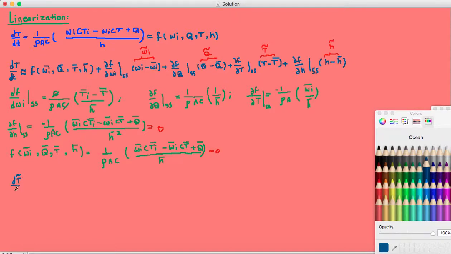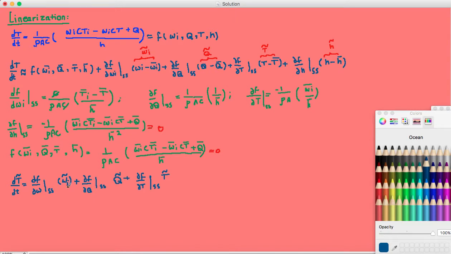dT tilde by dt can be written as the linear, simplified form of the first derivative of f based on omega I, multiplied by omega tilde, plus the first derivative of f based on q at a steady state multiplied by q tilde, the first derivative of f based on elevation, which we don't have, so we put 0, plus the first derivative of f based on temperature, defined at a steady state, multiplied by T tilde. Now the only thing is that we substitute all these parameters by the derivative values that we have.